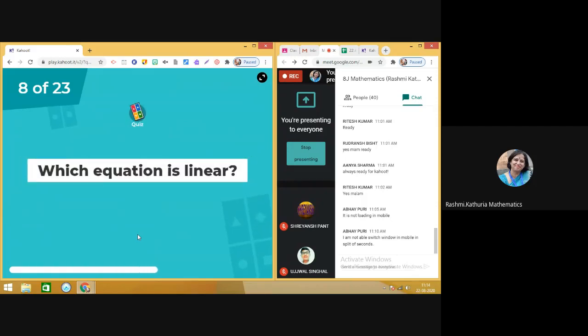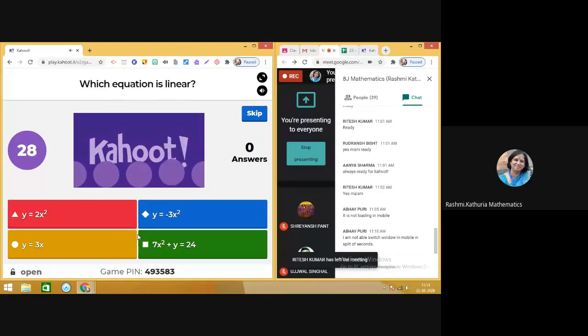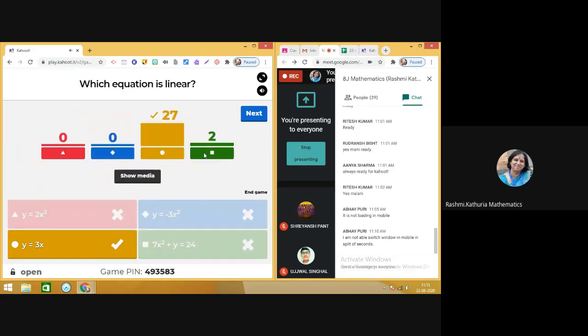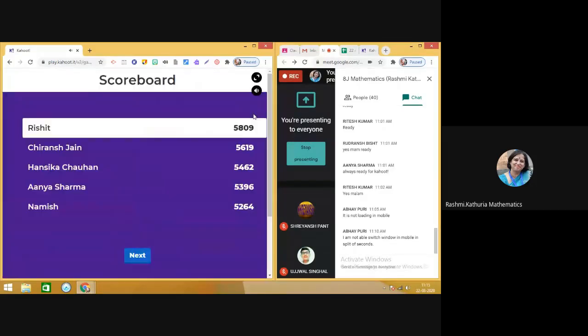Look for question number 8. You have to recognize linear equation out of the 4. Very simple. So here you have got the answer. Great. I'm moving on to the next and see the leaderboard.